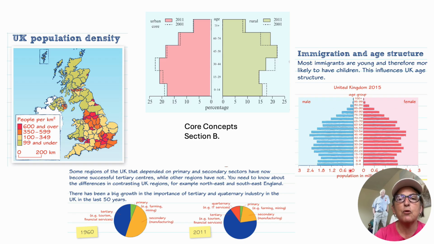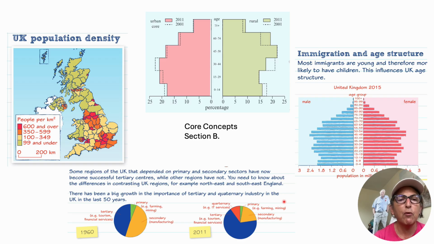Okay, make sure you can interpret a population pyramid with confidence, and make sure you understand how immigration has impacted the population structure of the UK. They will just be little 2-mark questions.